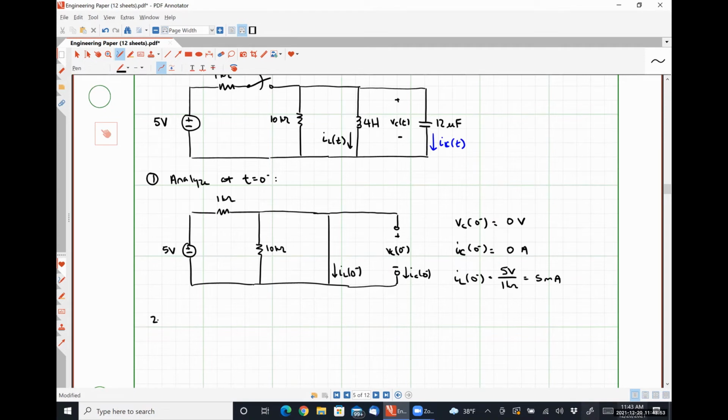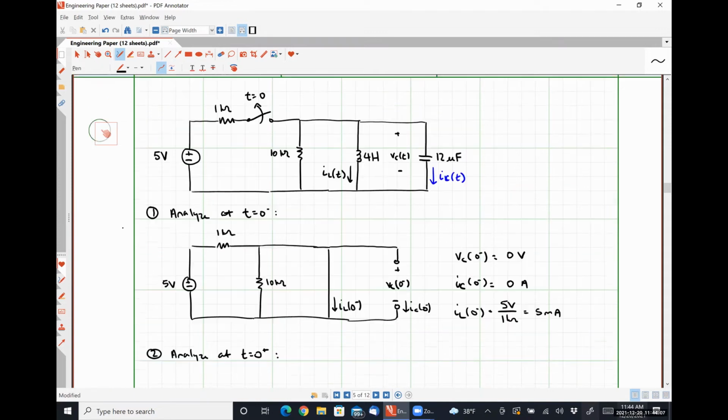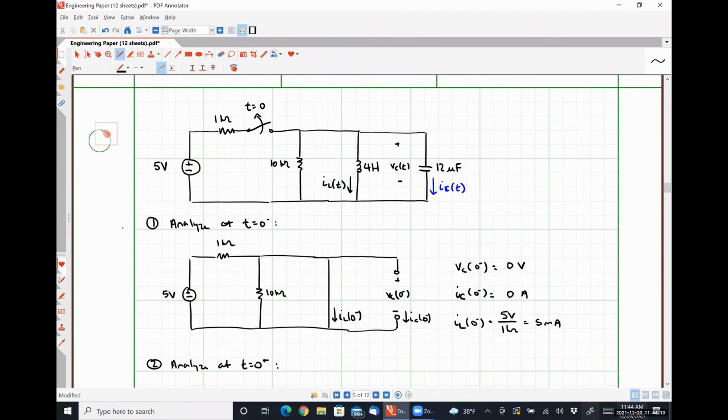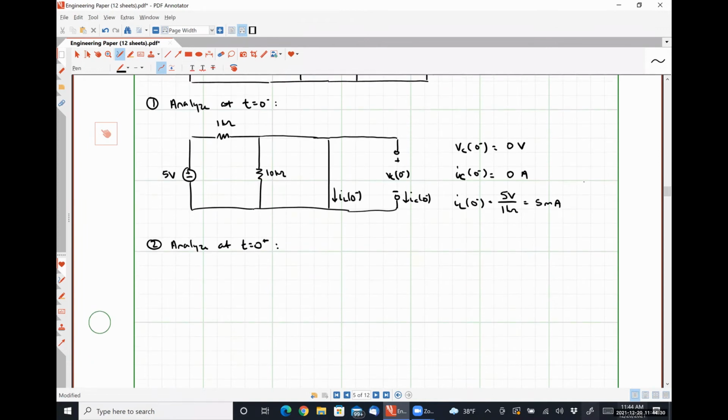Step 2. We'll analyze the circuit at t equals 0 plus. So at t equals 0 plus, our switch is opening up, which is effectively disconnecting this 1 kilo ohm resistor and this 5 volt source from influencing what's happening to the 10K, 4 Henry, and 12 microfarad components. So I'm not even going to bother drawing that voltage source and the 1 kilo ohm resistor anymore because it doesn't do anything. Okay. So we're going to have our 10 kilo ohm resistor here.